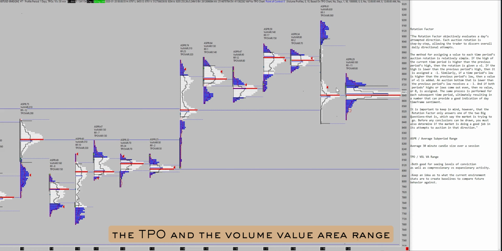The last things are the TPO and the volume value area range. Okay, so that is these figures right here, and we're looking at, again, just the high-low of both of these. So the value area of volume and TPO both being 70% of where that underlying activity occurred. If we're talking about the TPO value area range, we're talking about where we spent the most amount of time, 70% of the time. And if we're talking about the volume value area range, we're talking about where 70% of the volume was transacted. So it's showing us the high and low of those periods.